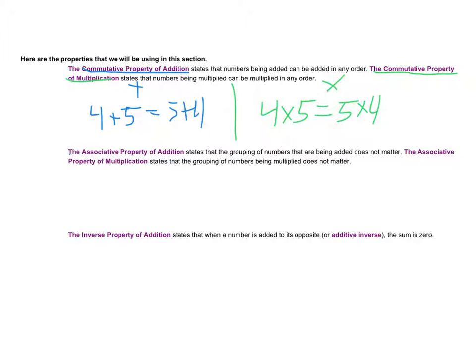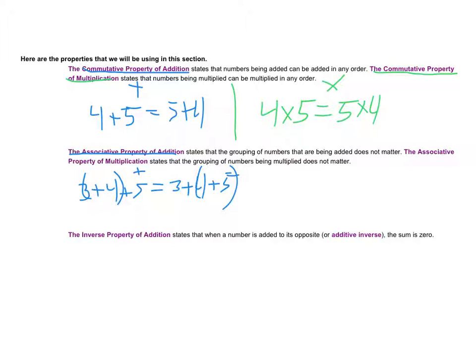Our next property is the associative property. The associative property of addition states that if I'm adding more than two numbers together, I can group them any way that I want to, and that doesn't matter. So if I've got 3 plus 4 plus 5, and I want to group 3 and 4 together, I can do that. Or, if I've got 3 plus 4 plus 5, I can group 4 and 5 together. So as long as it's the same numbers being added together, I can group either one of them up.